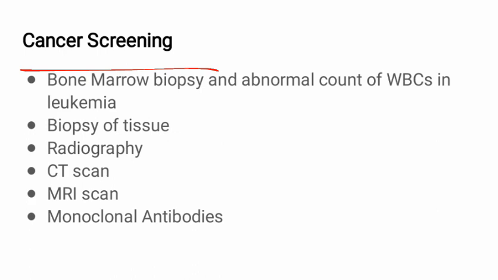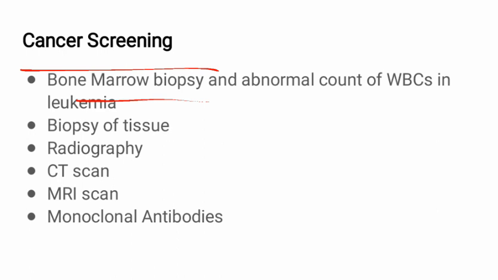Some common screening tests for the most common cancers among women in India are: for breast cancer it is mammography, and for cervical cancer it is pap smear. Even though we all study about these cancer screening tests, we have never asked our mothers to do these tests regularly. So I request everyone to advise any woman, not only a mother but any woman above 45 years of age, to undergo these screening tests regularly, at least once yearly. Other screening tests are bone marrow biopsy, and also you can look for WBC count.